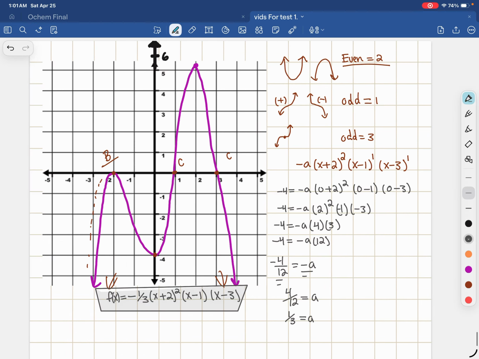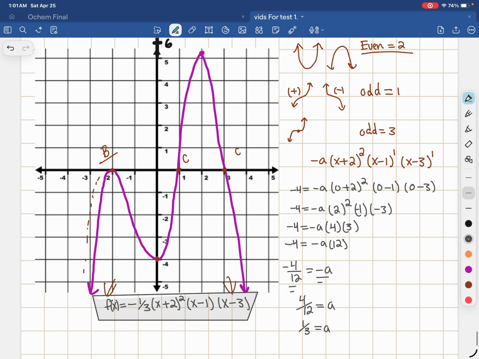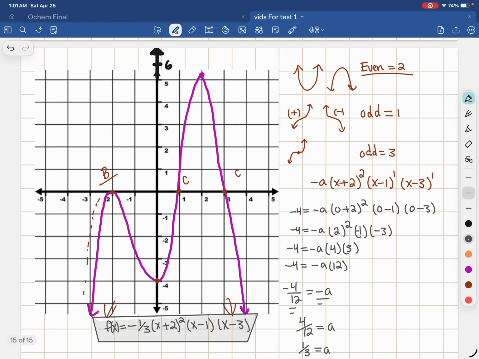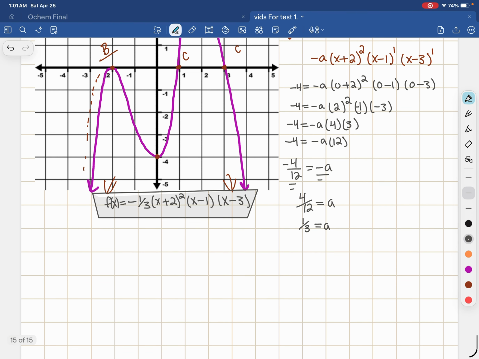Awesome. Again, a quick run through. We analyzed the graph, making sure to note where our y-intercept is, our bounce and cross, remember our even and odd graphs, remember what we're looking for specifically, and then plug and chug.